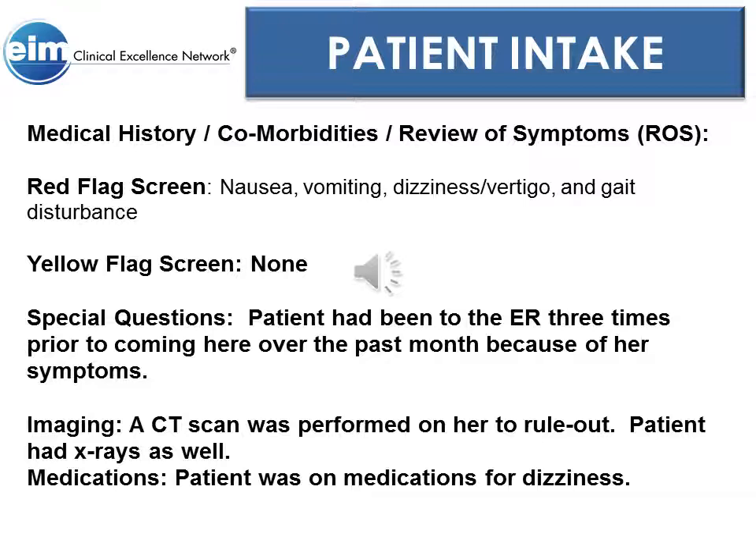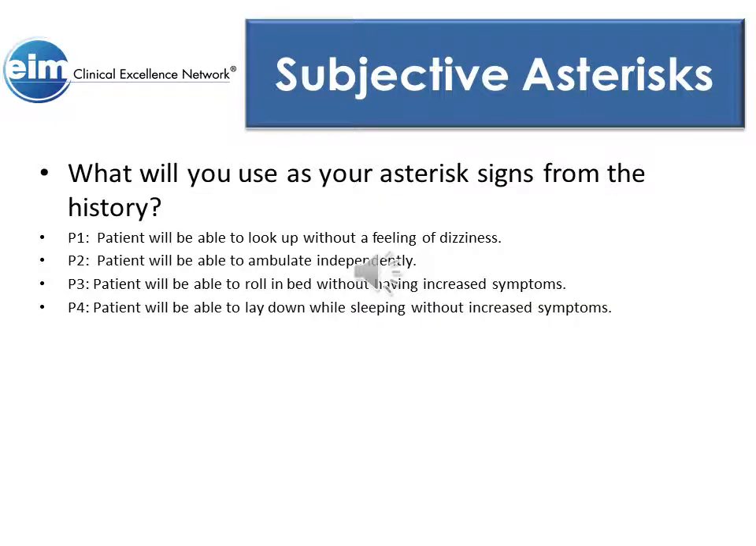And she has been taking medication for her dizziness, which she reports has been helping her. Okay, so for the asterisk signs, from the history, the patient reported that she was having difficulty with looking up. It didn't even have to do with head movements, it was really just looking up, and she would feel her symptoms increase with looking up. So that was one of our asterisk signs.